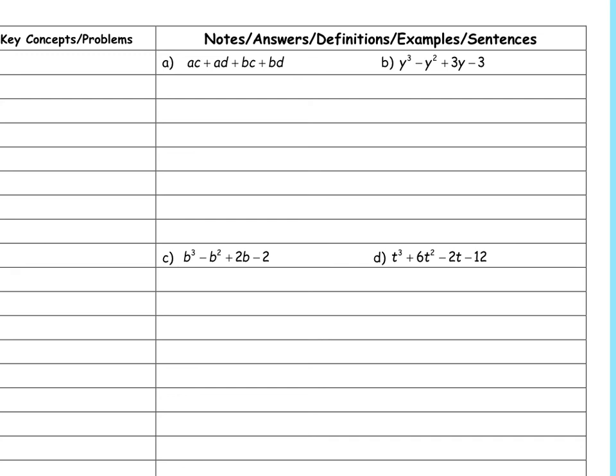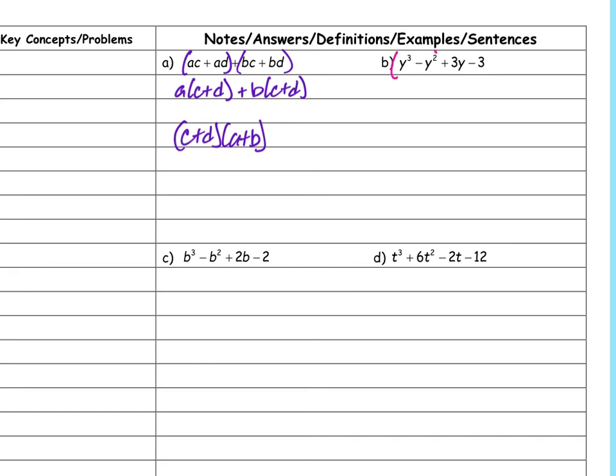So let's go ahead and do this. We've got, let's see, what do we have here? If I group those two together and those two together, I factor out an A and I get C plus D. And I factor out a B and I get C plus D. And then I factor out a C plus D, and that leaves me with A plus B. And it doesn't matter what order you write those in, right? I could have written A plus B times C plus D. It doesn't matter what order you multiply them in. So either way is right.